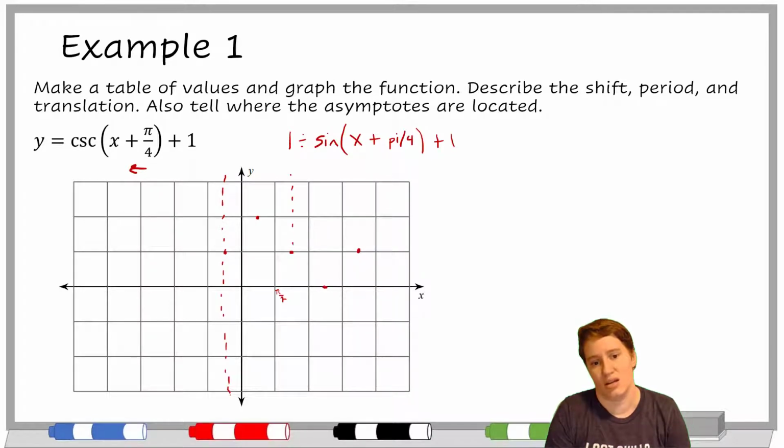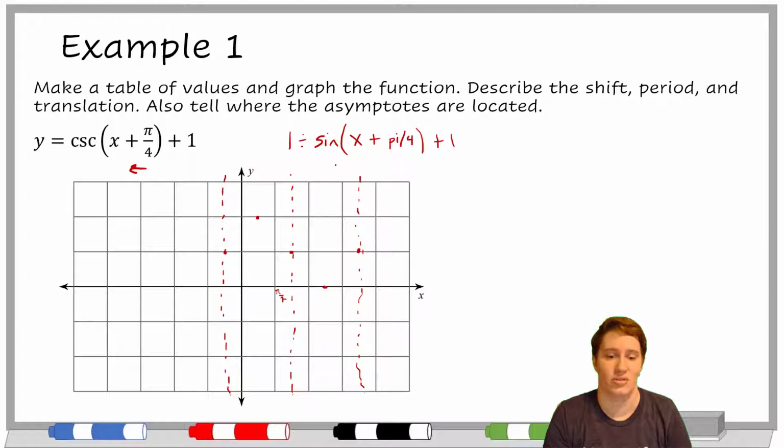And here. And here. Those are beautiful looking vertical asymptotes, right?